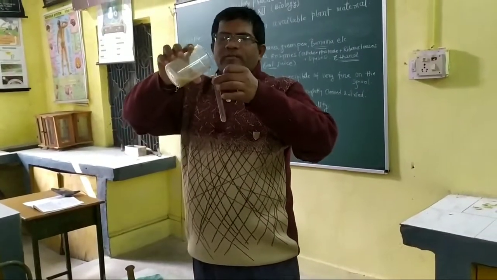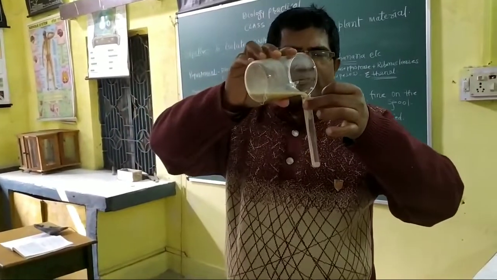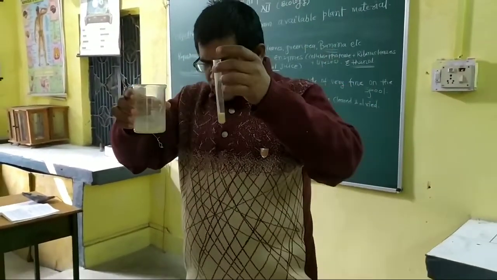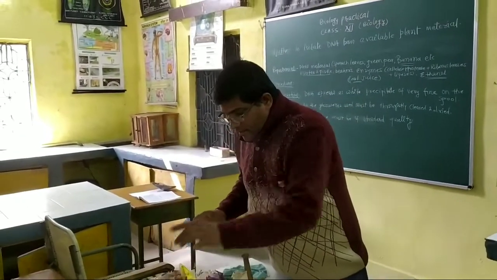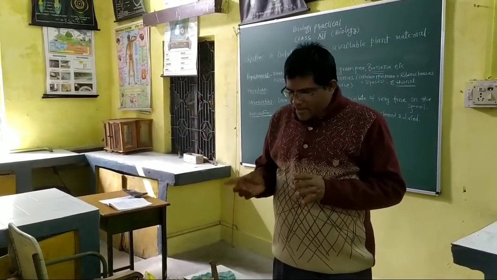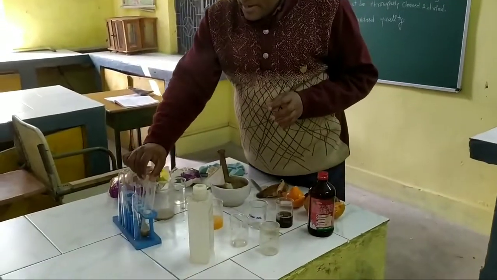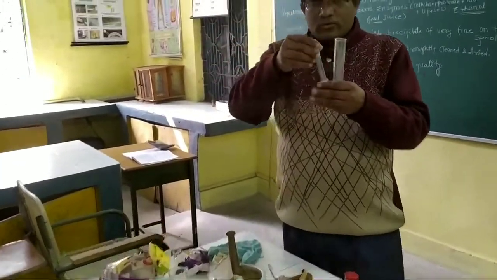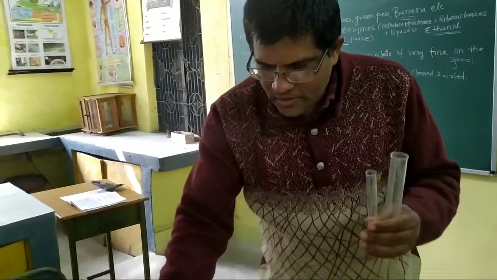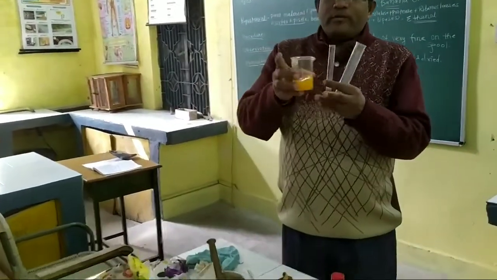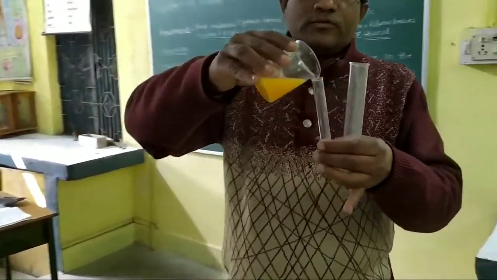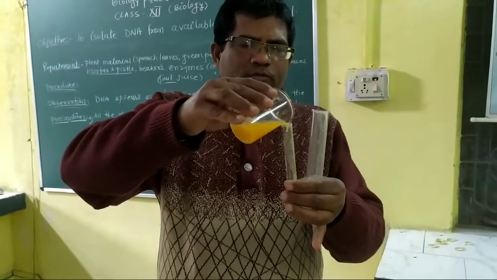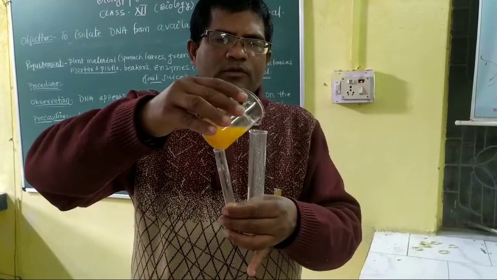I am also taking a little bit in the small test tube. This is the extract which we have obtained from the banana. This is the plant material we have taken. Then we have to mix the fruit juice, whatever fruit juice you have collected. You should mix the fruit juice in both test tubes.